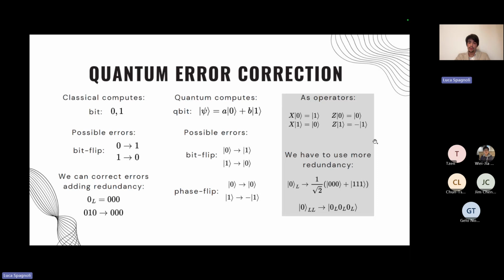Then we can use three copies of this logical state to encode a, let's say, double logical state that corrects bit flip. And so in this case, every single logical qubit in quantum requires 9 physical qubits. Now, it's not the most efficient thing that exists, but it's an example and gives the idea.